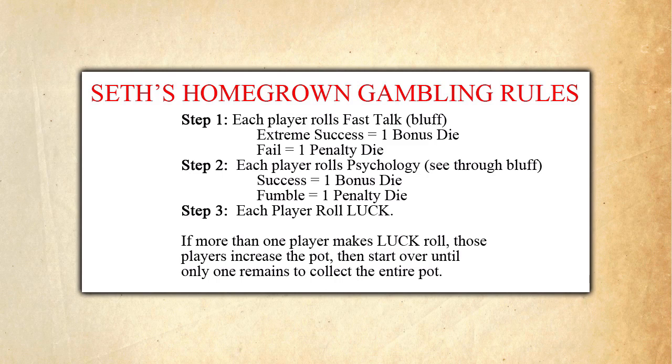First, each player rolls a fast talk to represent their bluff. Extreme success grants a bonus die, failure incurs a penalty die. Next, each player rolls psychology to see through each other's bluffs. Regular success grants a bonus die, while a fumble equals a penalty die. Finally, all the players roll a luck roll using these bonus and penalty dice they've acquired. If more than one succeeds, those remaining players increase the pot and do it again.